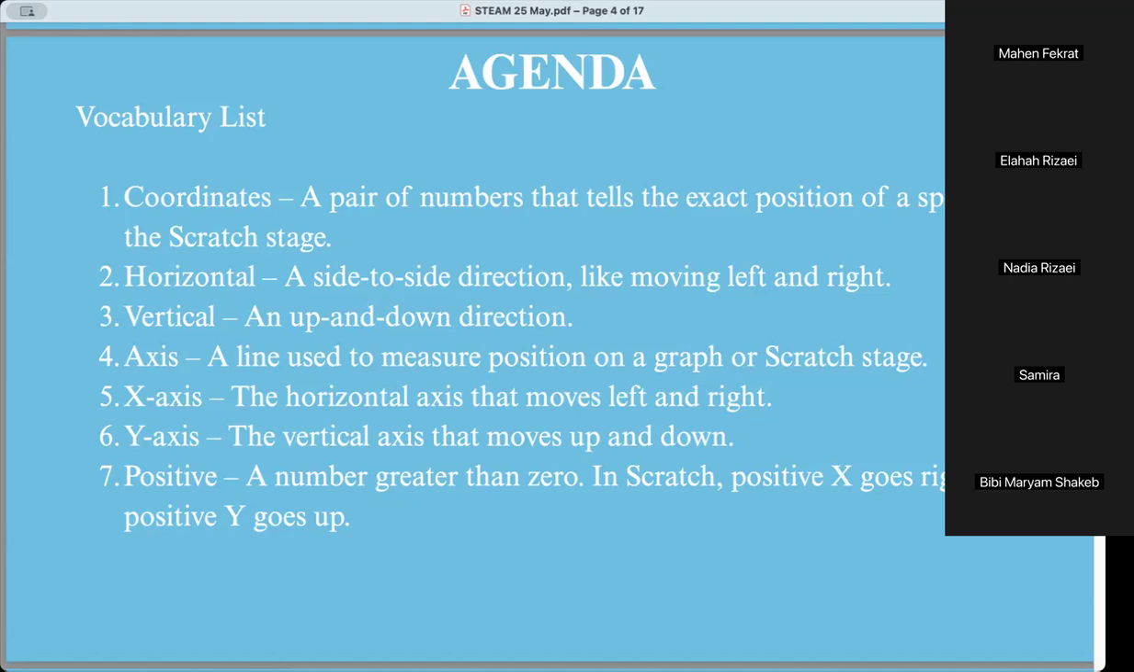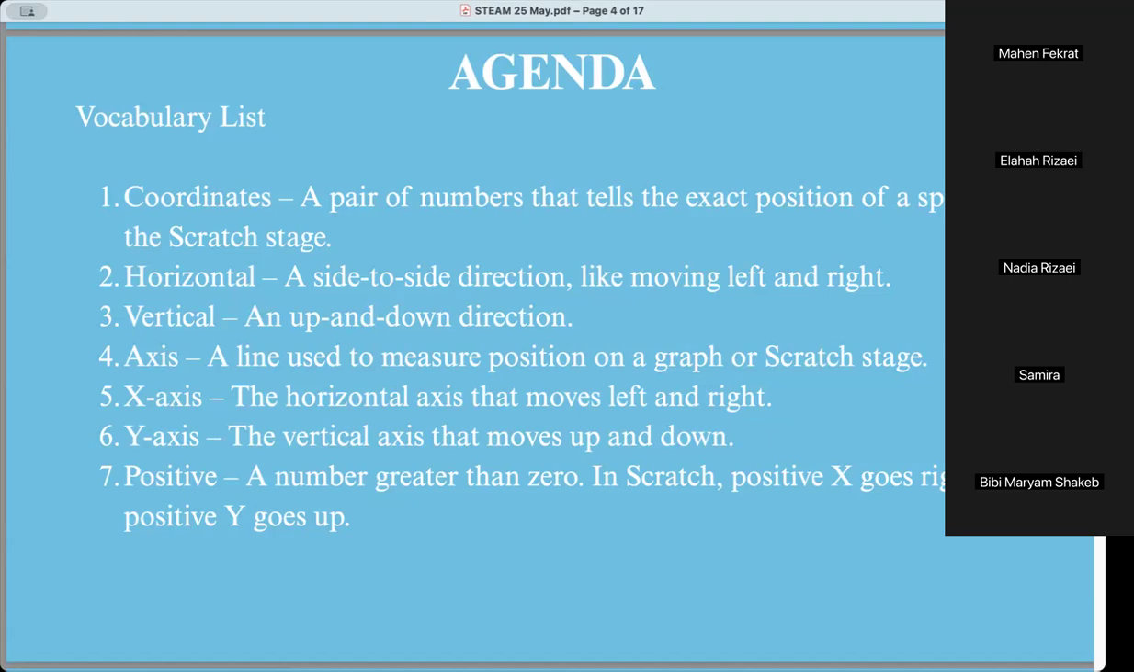Horizontal: a side to side direction, like moving left and right. Good. Well done. Thank you, Samira. Horizontal, the H is a sound you make. So this is a straight line, like when you see the sun setting or rising, the straight line that goes from left to right or right to left. That is the horizontal line, moving left and right. Here we will talk about left and right.